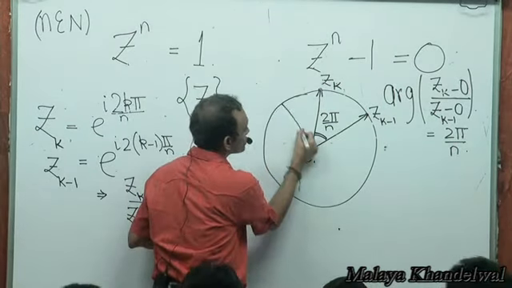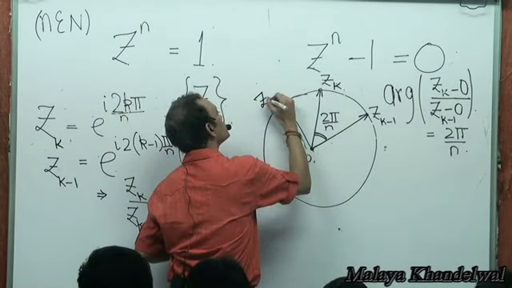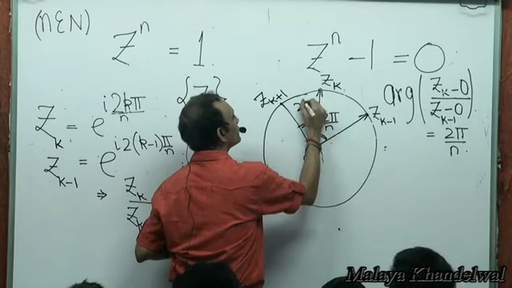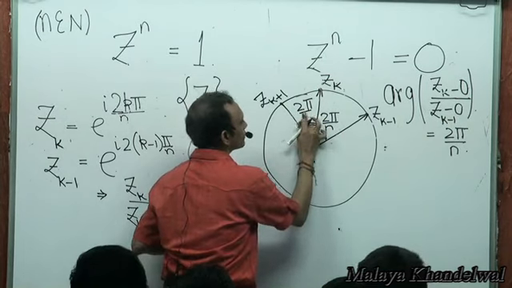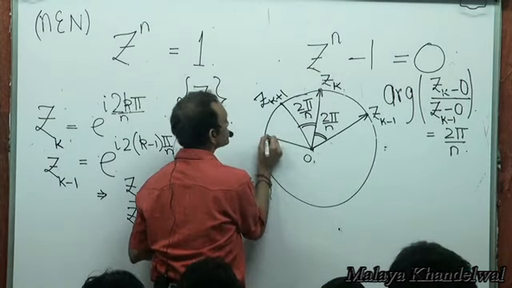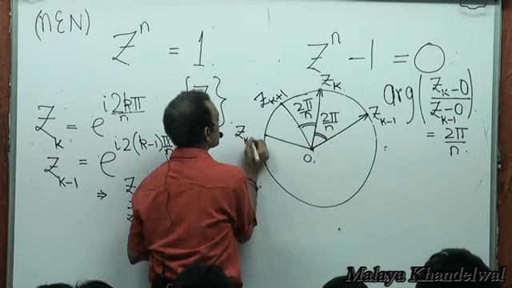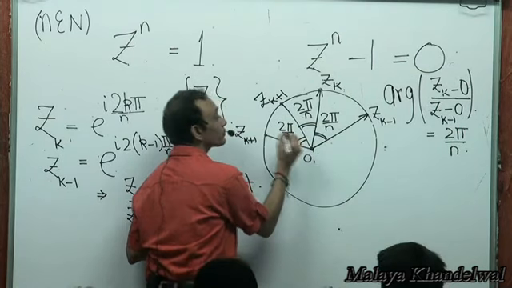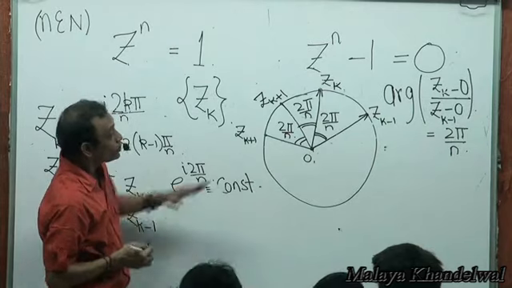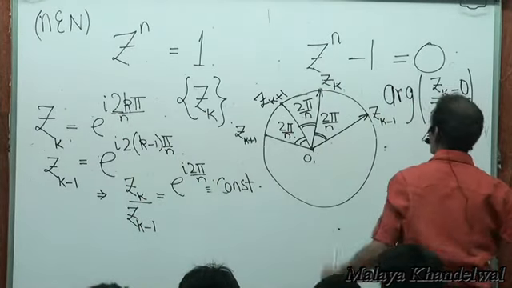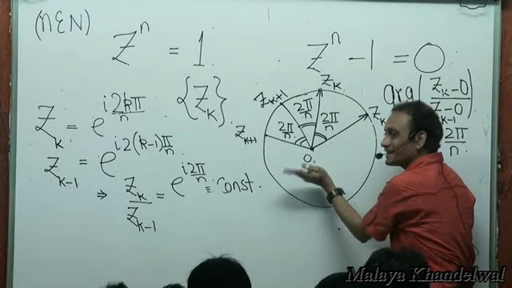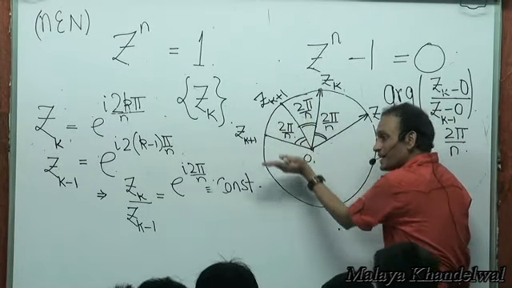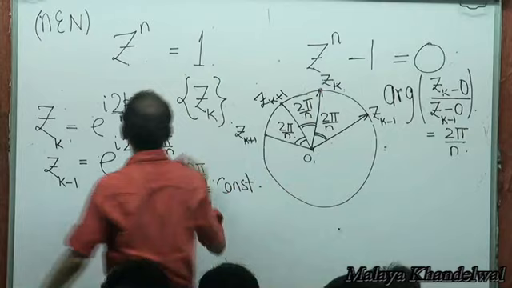Similarly, if I took zk plus 1, the next value of k, then this angle will also be 2 pi by n. If I took zk plus 2, the next zk, then this would be 2 pi by n, yes or no? Now, notice then that these zk's have equal angular spacing on the circle. Consecutive zk's have equal angular spacing on the circle. Yes or no?